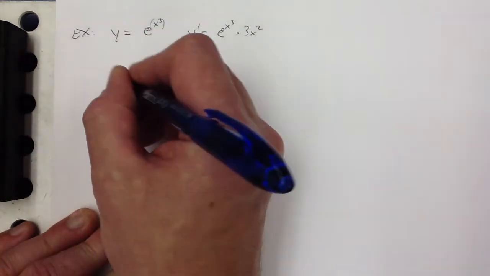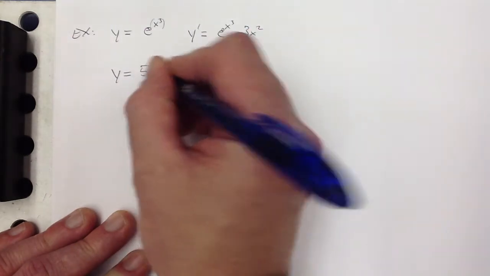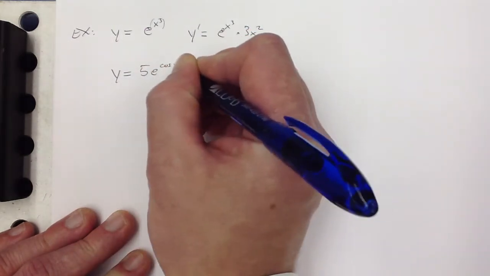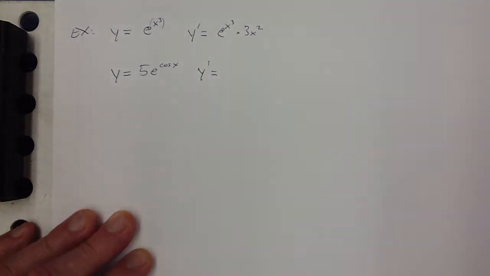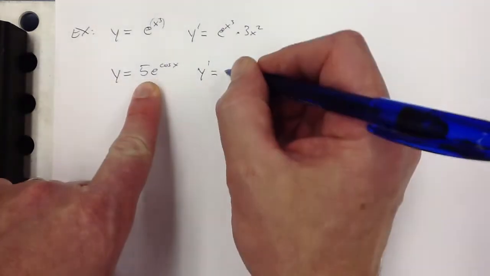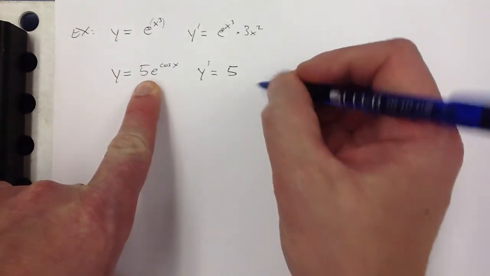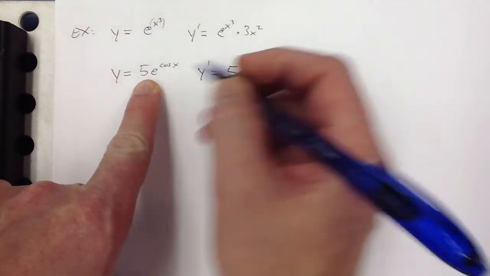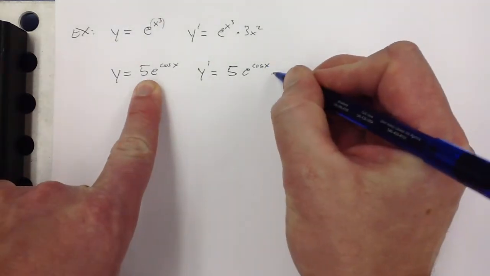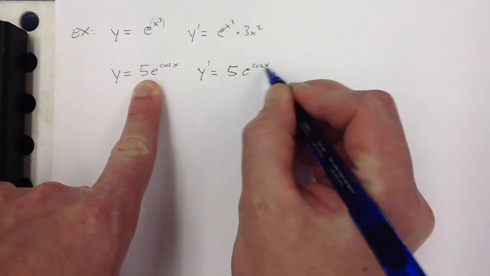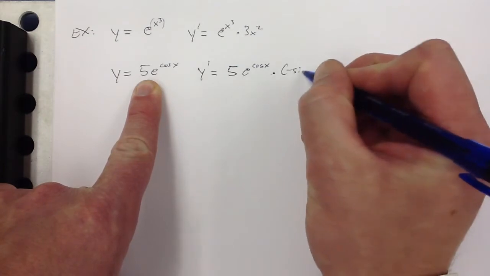Okay, try this one. What's the derivative of 5e to the cosine x? I'll just pause and try that. No, the 5 is just a number. So 5, and then the derivative of e to the whatever is itself, e to the whatever, times the derivative of what's inside, which is negative sine x.